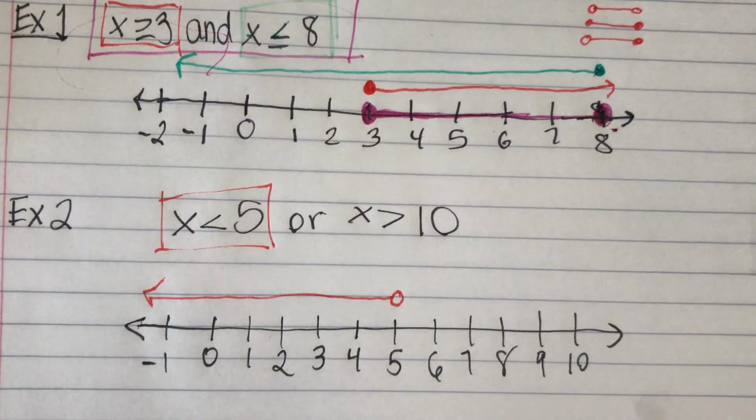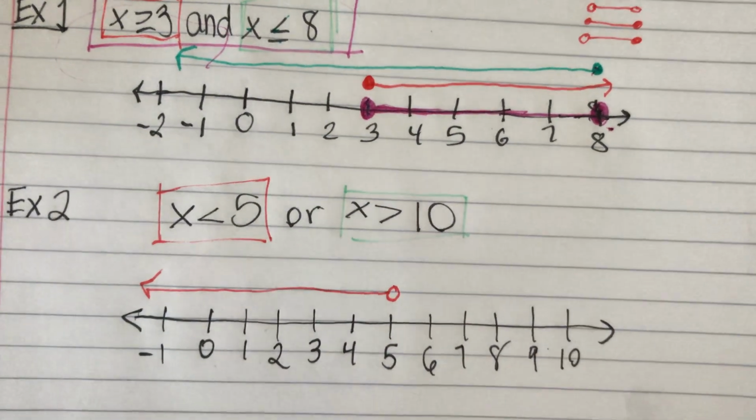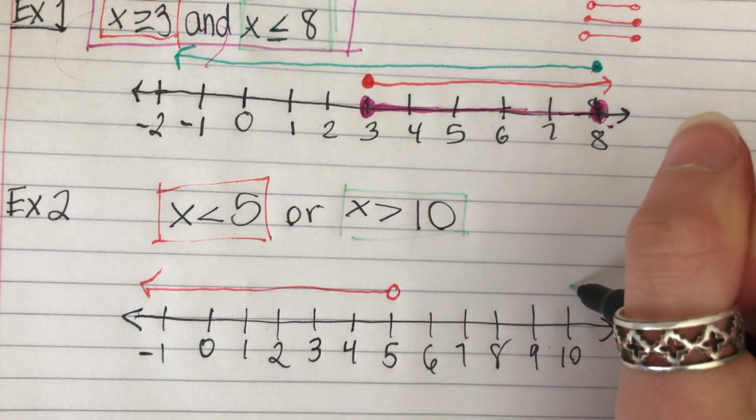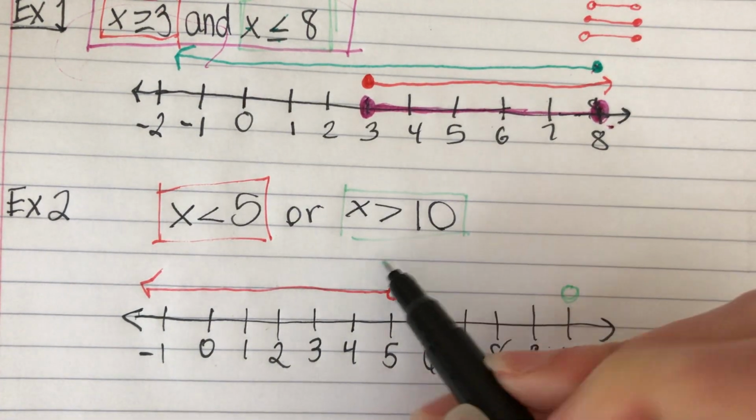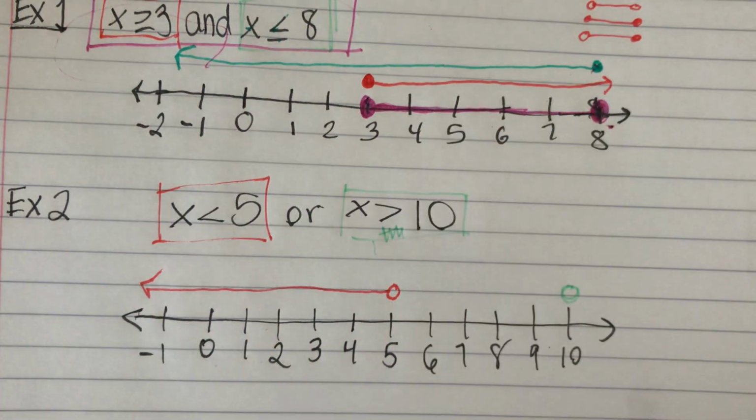Now what about the second piece here? X is greater than 10. Okay, well, where's 10? Here it is. It's going to be an open circle because there's no half equal sign. Ooh, just drew it in there. Didn't mean to do that.